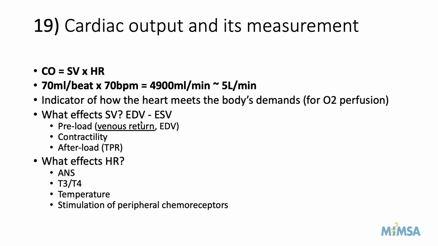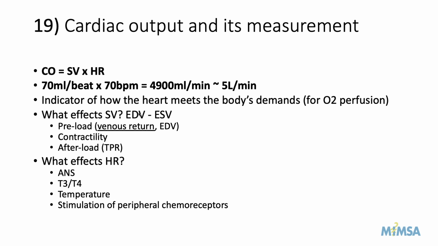So your preload is how much blood is coming into the heart before every heartbeat. So this is primarily your venous return. So if your venous return is increased, then that means that your preload is increased. And preload is also known as the end diastolic volume. So your end diastolic volume is the amount of blood in your heart before ventricular systole, so it's the volume at the end of diastole. And then this is your end systolic volume. So this is the amount of blood that's left over after the heartbeat, after the ventricle contracts.